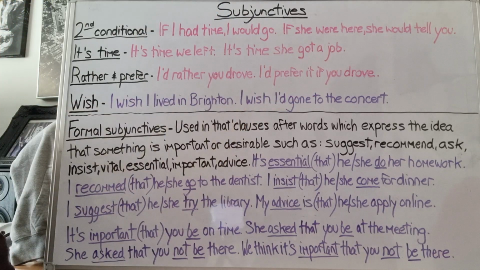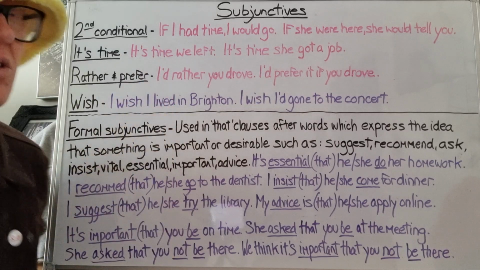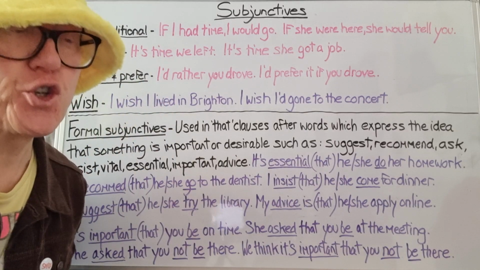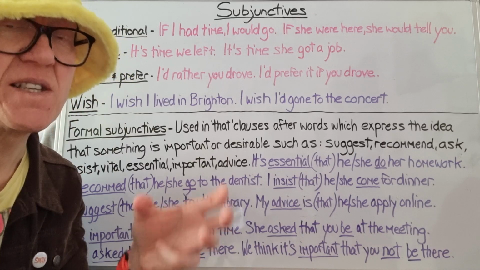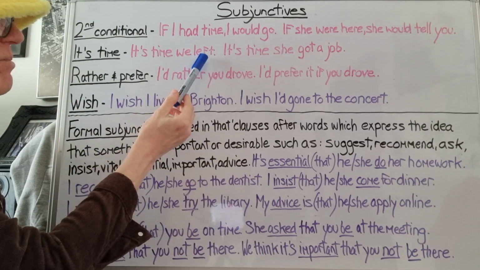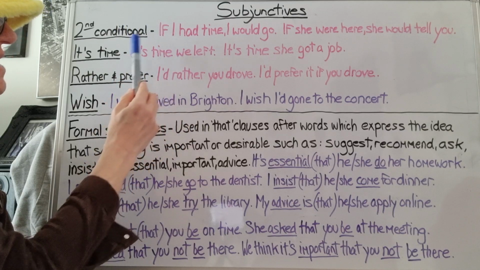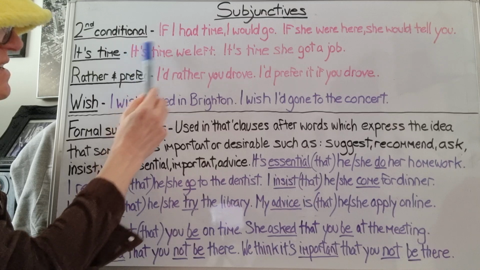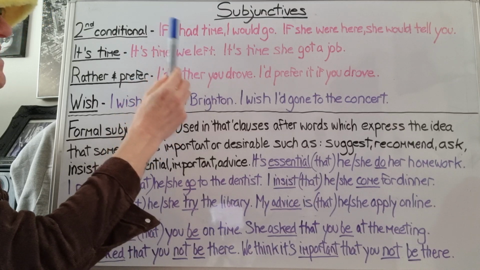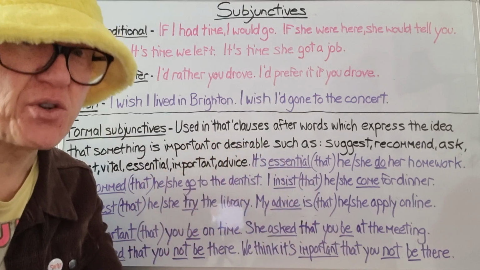Same there. We also use the subjunctive in it's time. Now, ordinarily, it's time to do something means now is the time to do it. When we use the subjunctive form, the past simple, we have to use two subjects, it's and we, or it and we, and the meaning is we were supposed to leave sooner.